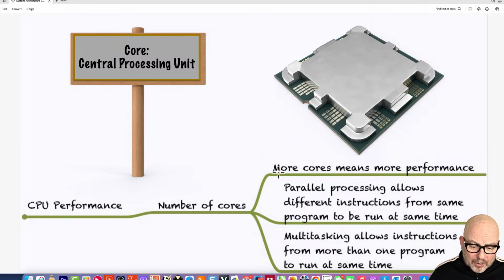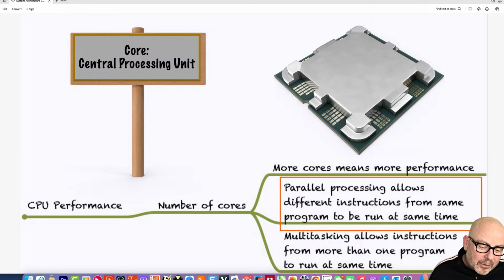If you've got more performance, it allows different instructions from the same program to be run at the same time. Let me unpick that slightly. A program has to be written so that it can be executed by multiple cores. And if that program's been written to allow multiple core use, which they all are now, it means that for a quad-core computer, you can have 4 different FDE cycles going on at the same time. So they're all doing different parts of the program. So that's one of the advantages.